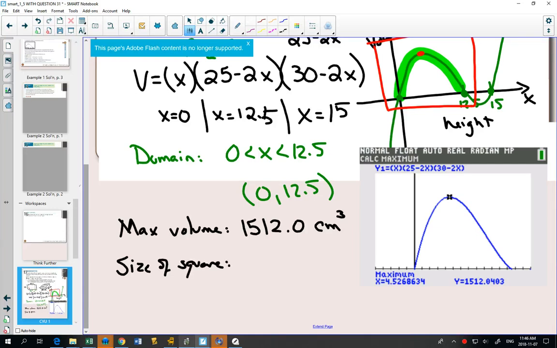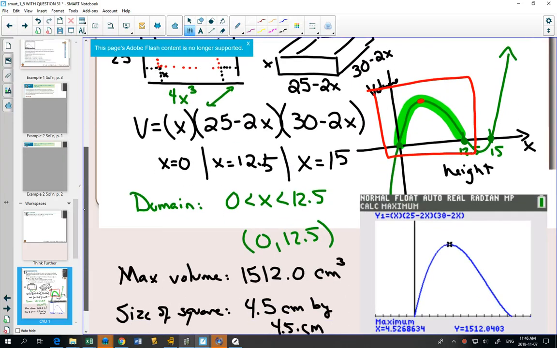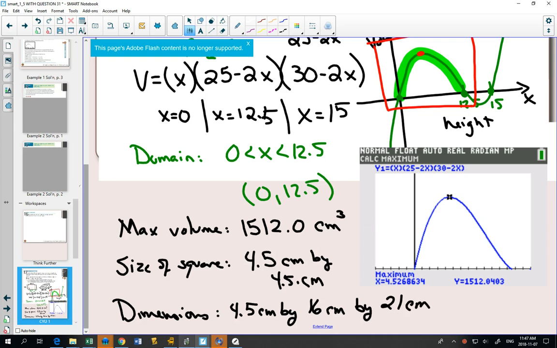It asks for the size of square. Well, the size of square is 4.5 centimeters by 4.5 centimeters, because that's your x. So again, looking back at your diagrams, you labeled the size of your square as x. I've calculated x from that maximum point to be 4.5 centimeters. Now that I have that, what are the dimensions? 4.5 centimeters by 25 minus 9, 16 centimeters, by 30 minus 9, 21 centimeters. And if you multiply 4.5 times 16 times 21, you would get that maximum volume of 1512.